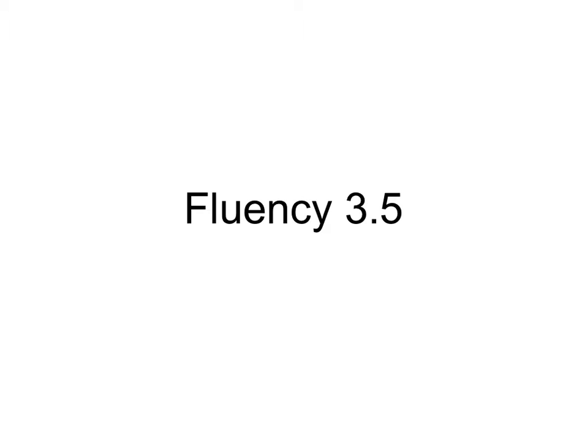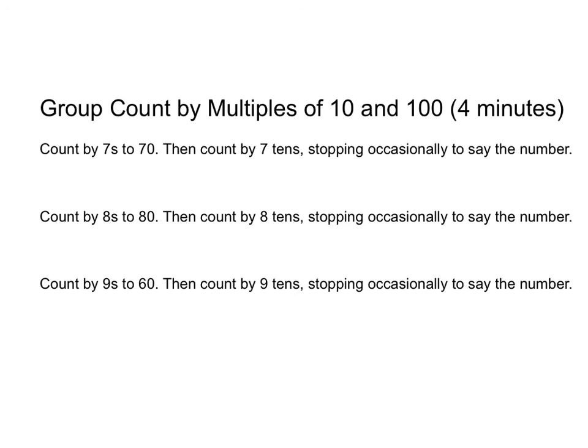This is Module 3, Lesson 5. We're going to start off by doing some counting with our multiples of 10 and 100, although we'll be using the numbers 7, 8, and 9 to do that. This is very similar to what we did in, I believe it was Module 3, Lesson 4, with our fluency. So we're going to start with counting by 7s to 70, and then we'll count by 7 tens to 700. So let's start with that.